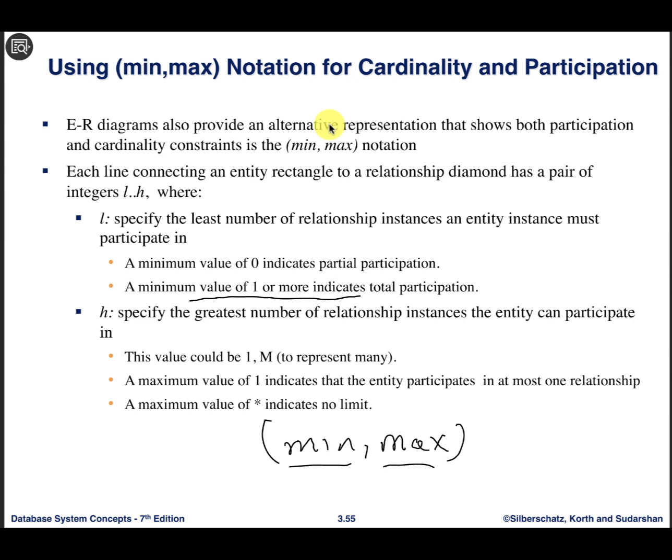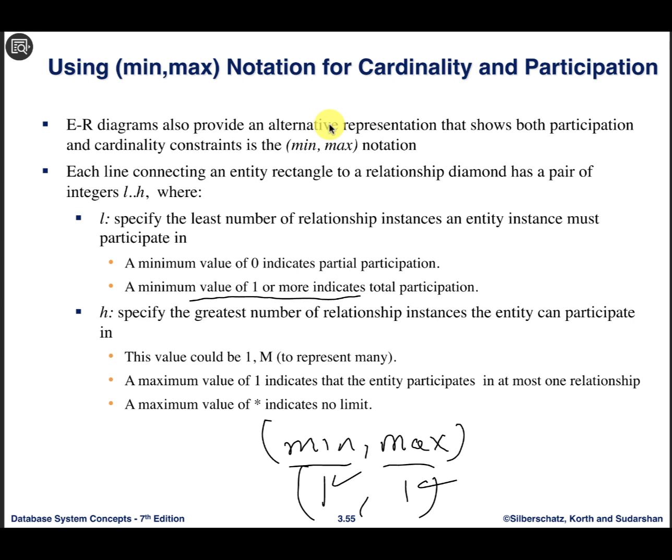If you use a star, that means unlimited. But here, most of the cases, you're going to use m or n, okay? You don't specify how many times. So the maximum value of 1 indicates, what if I have the minimum 1 and the maximum 1, for example? 1, that means total participation. 1, that means in this case, the entity participates in at most 1 relation. This is the maximum value, okay?